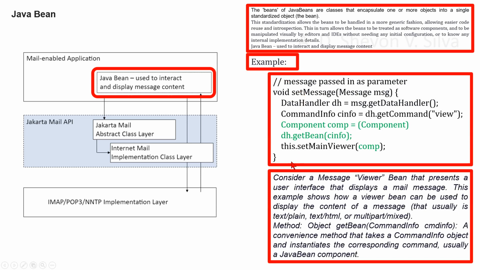Java Bean used to interact and display message content. As an example, we can consider this code segment. Consider a message viewer bean that represents a user interface that displays a mail message. This example shows how a viewer bean can be used to display the content of a message that is usually text plain, text HTML or multipart mixed. Method getBean: command info, a convenient method that takes a command info object and instantiates the corresponding command, usually a JavaBean component.